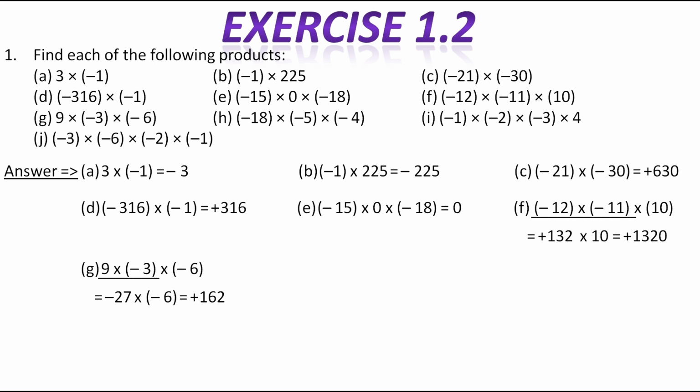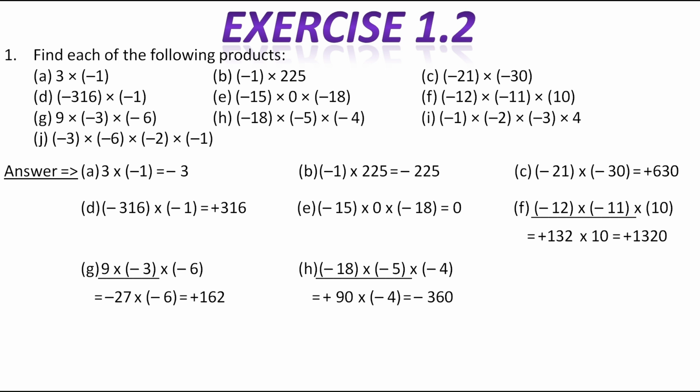Next one we have H, that is minus 18 into minus 5 into minus 4. First of all we will multiply the first two integers. If you multiply the last two integers first, then also it's okay. First I am going to multiply the first two integers, minus 18 into minus 5. 18 5s are 90 and both of them have the same sign, therefore the answer will have a plus sign. Now plus 90 we have to multiply with minus 4. 90 4s are 360 with minus sign because both of them have different signs.